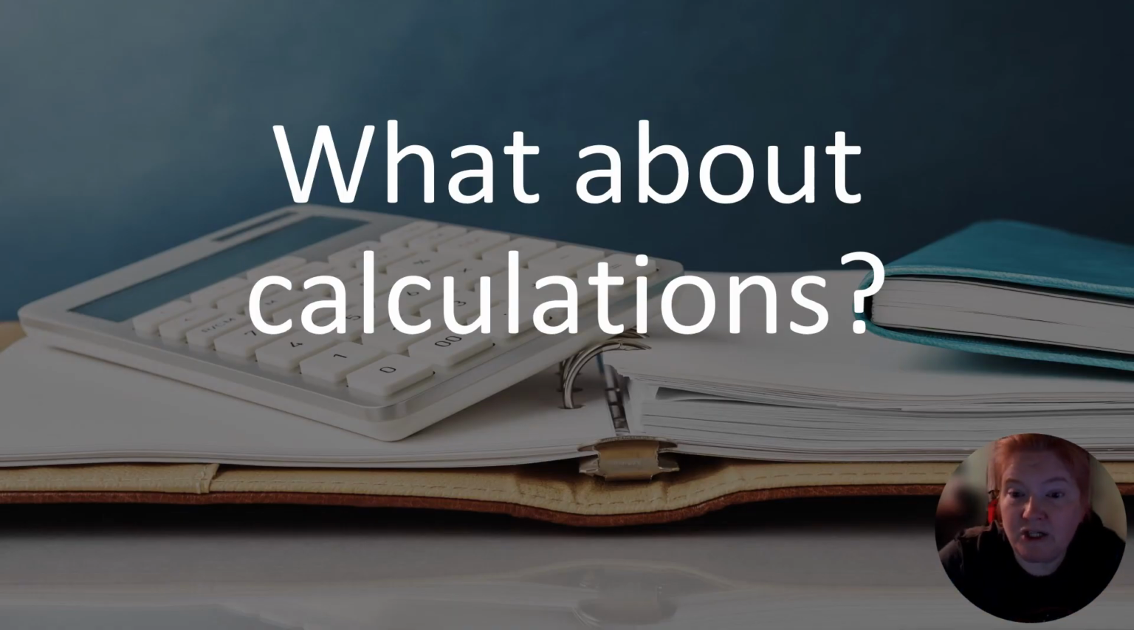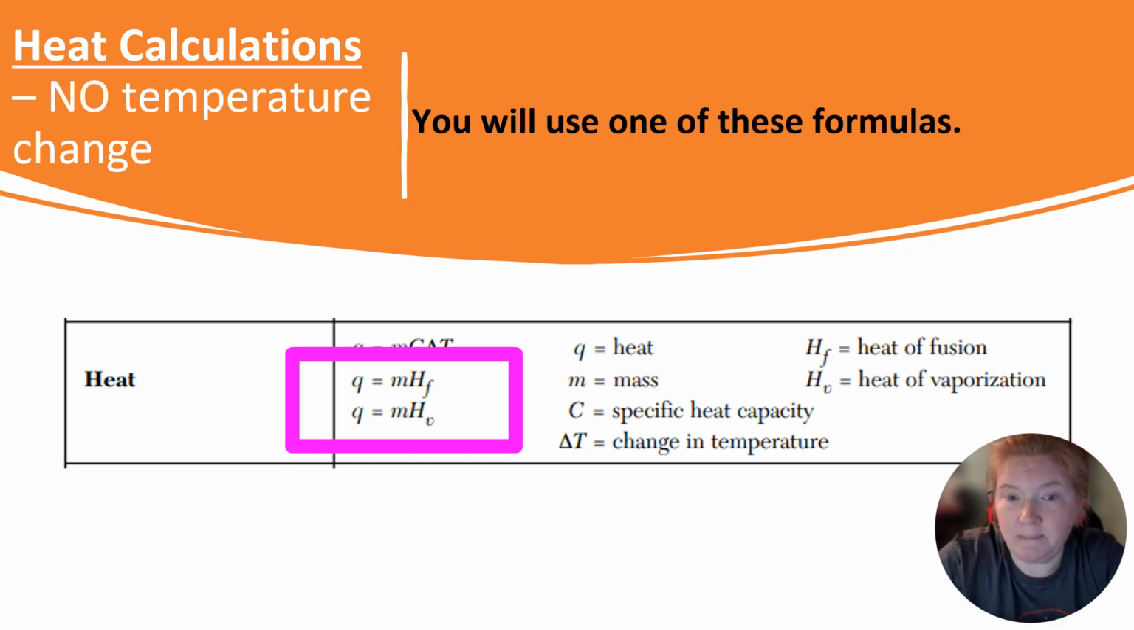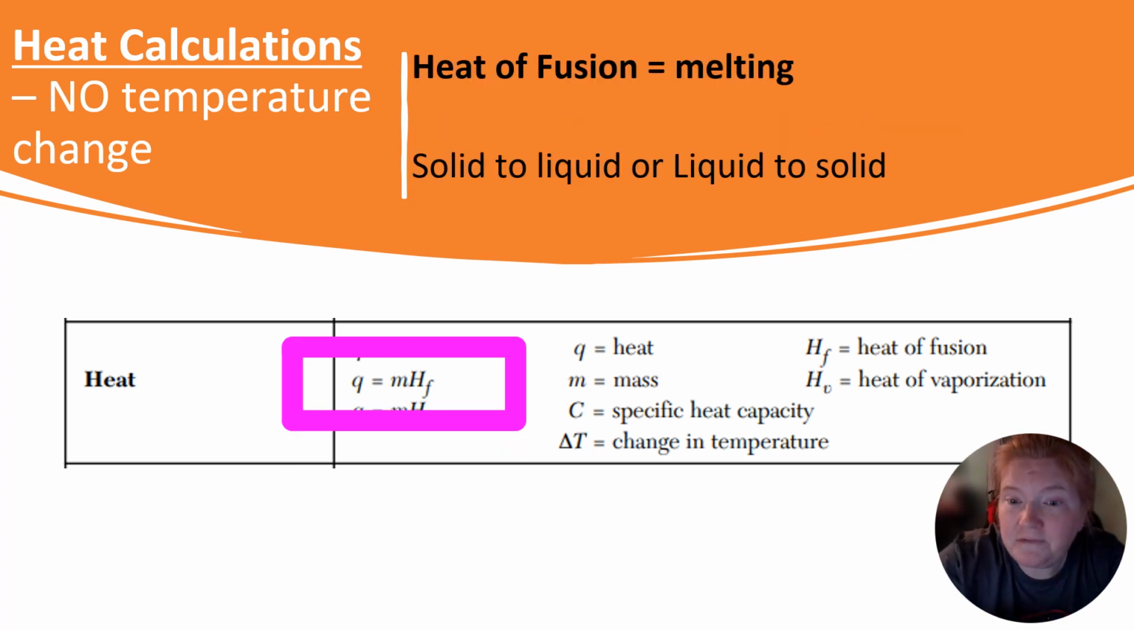All right, so what about calculations? Let's go through some important parts to doing the calculations. So first of all, when there is no temperature change in a problem, you're going to use one of these 2 formulas that you see here. If in that problem it talks about something going from a solid to a liquid or a liquid to a solid, we use the formula that involves heat of fusion because fusion means melting. And so it's either going to be solid to liquid melting or the reverse, liquid to solid, which is freezing. It's all going to use that heat of fusion formula.